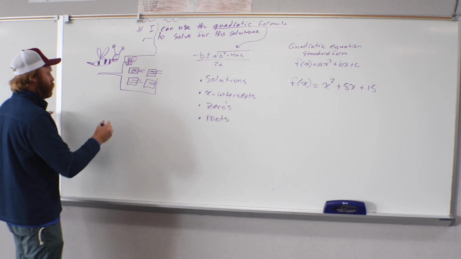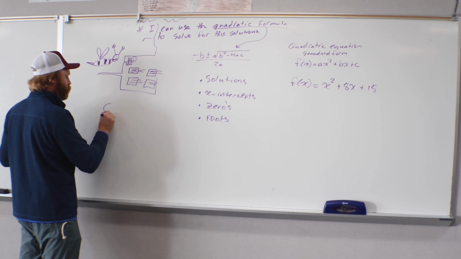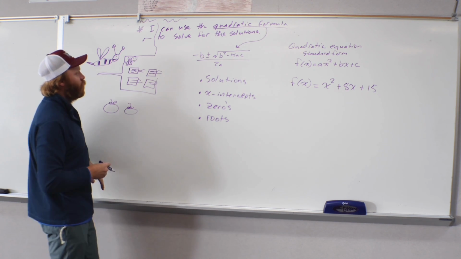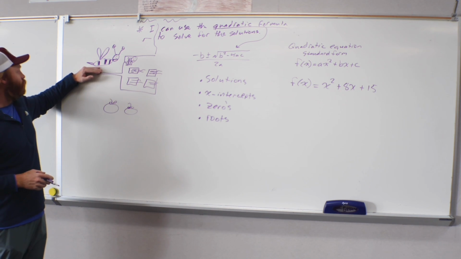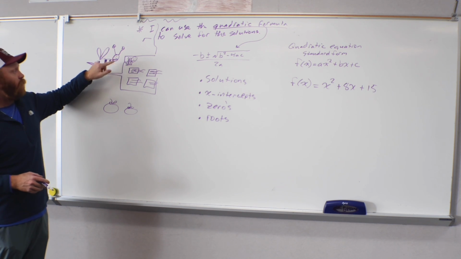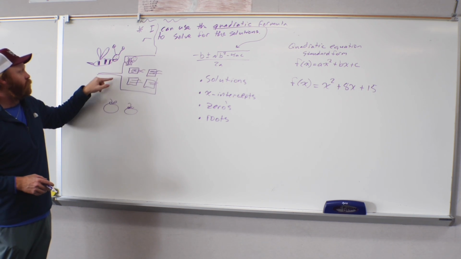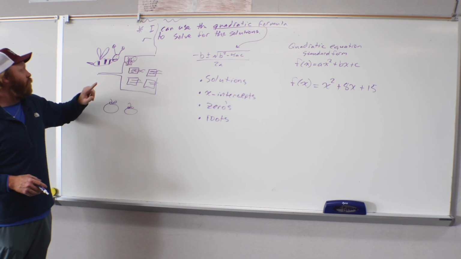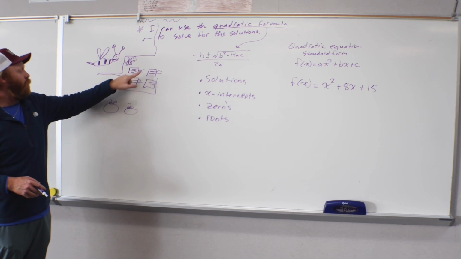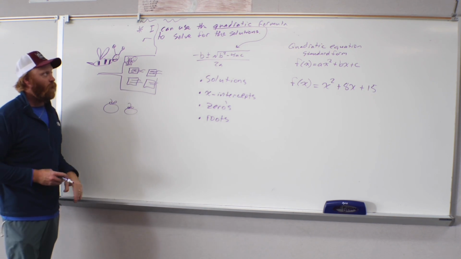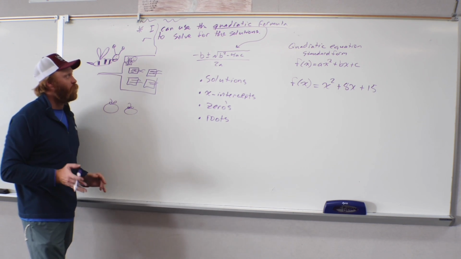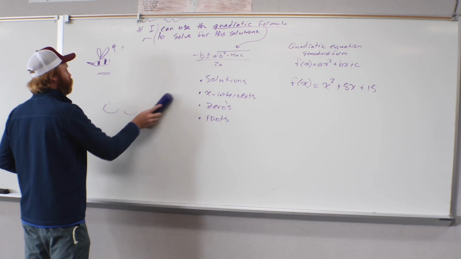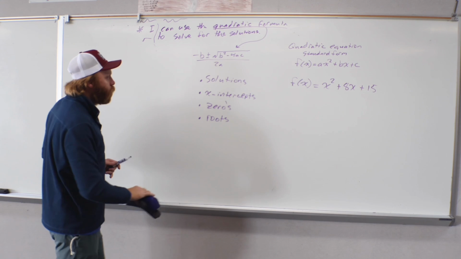Okay, all over 2a. So there it is: negative b, frowny b, plus or minus, the square root, b squared minus 4ac, all over 2a. So that's a simple little picture to help you remember the formula if you're struggling with it. Okay, back to the problem.